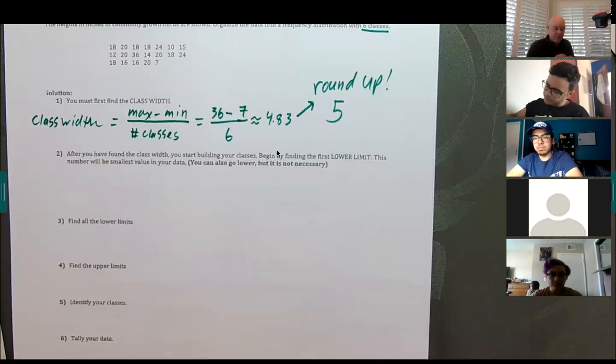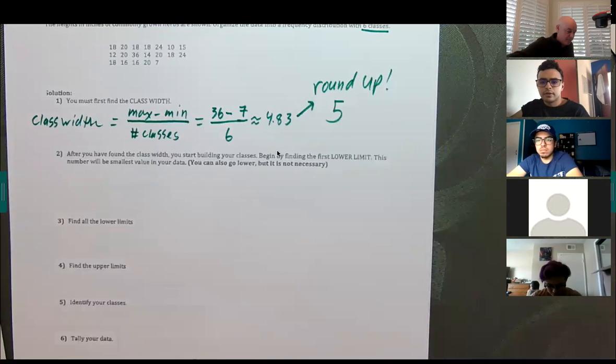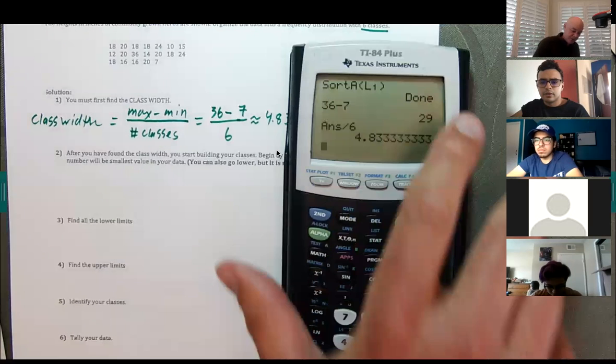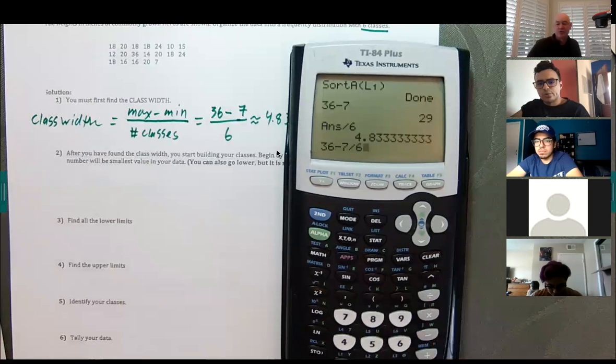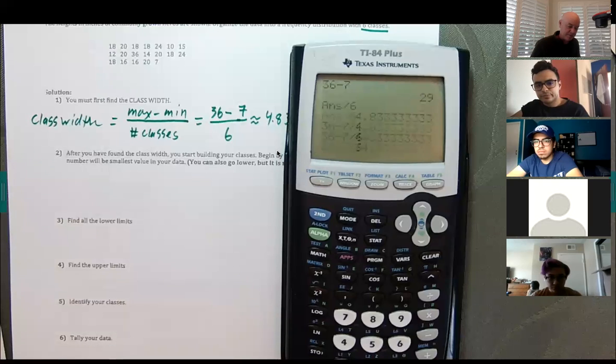Professor, how come I'm getting a different number? If you do this, 36 minus 7 divided by 6, you for sure will get the wrong answer, because here's what the computer is seeing. Did you get this number? No. What did you get? I got 14.5, I think it was.